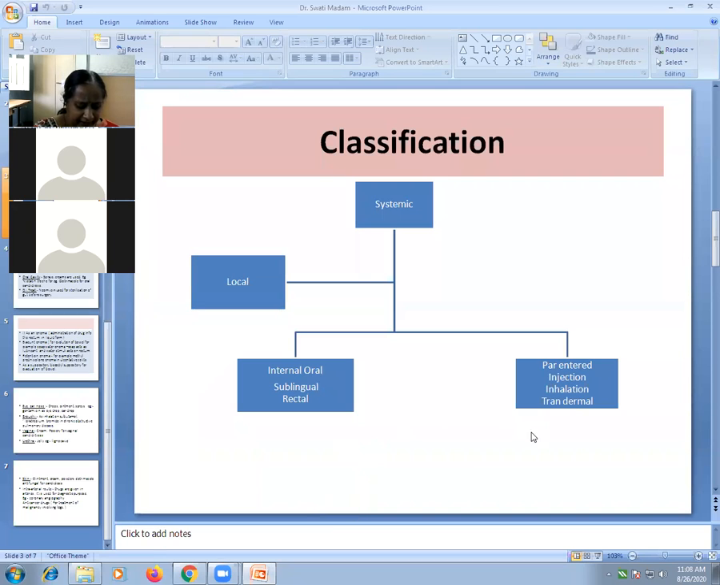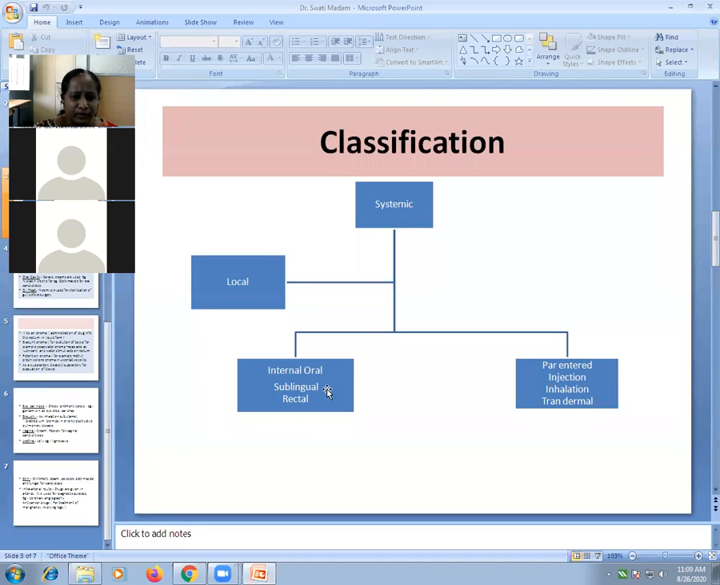Irritant and unpleasant drugs are not given. We can't give irritant and unpleasant drugs by the oral route. In nausea and vomiting, this route is not used. Gastric irritation is caused by some tablets. These are the disadvantages.